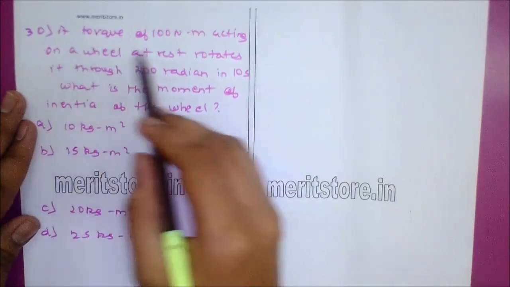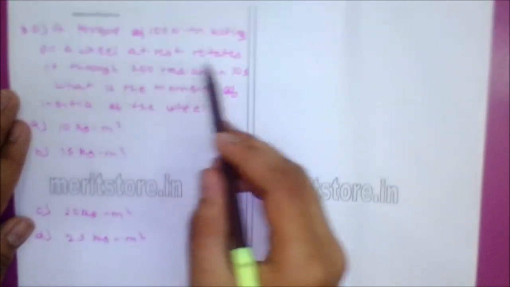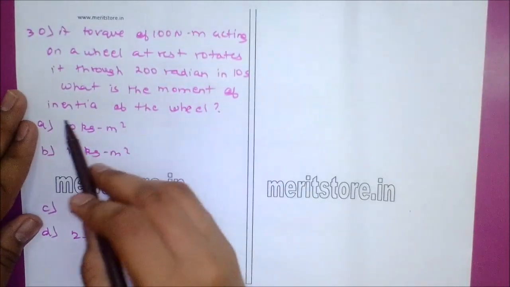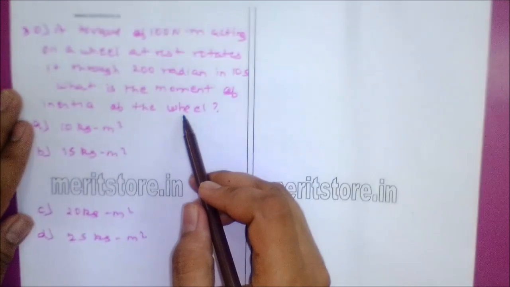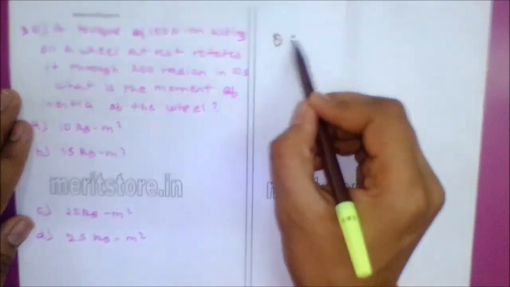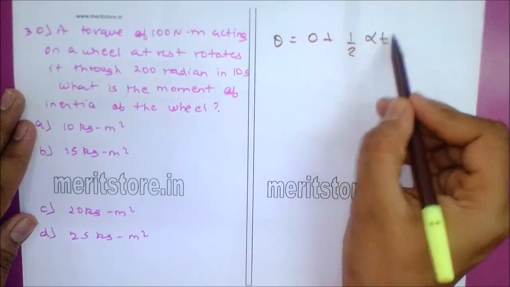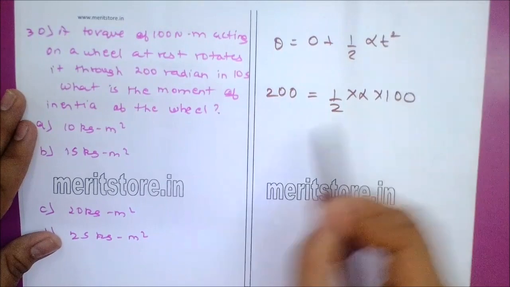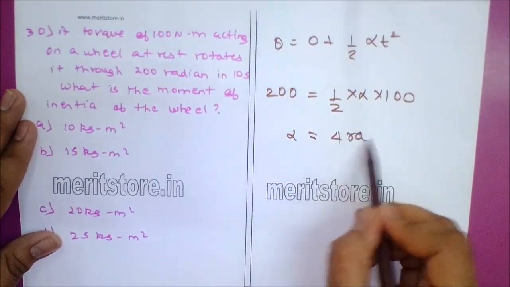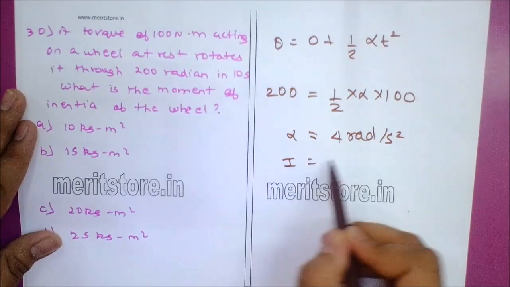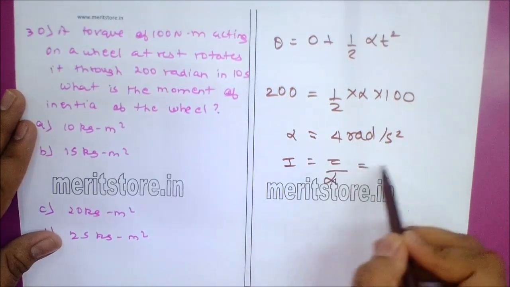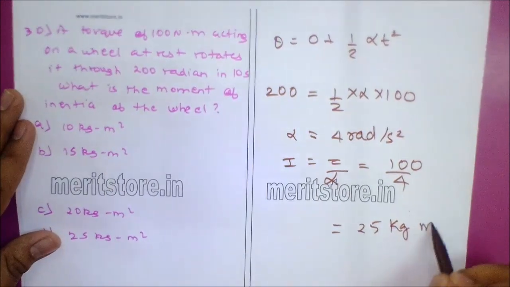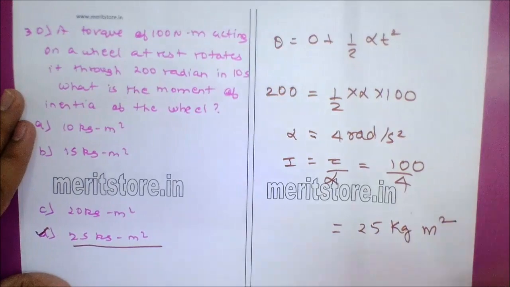Question 30. A torque of 100 Newton meter acting on a wheel at rest rotates it through 200 radians in 10 seconds. What is the moment of inertia of the wheel? Now to calculate moment of inertia of the wheel, we know theta is equal to 0 plus 1 by 2 alpha t square. 200 is equal to 1 by 2 into alpha into 100. Value for alpha is equal to 4 radians per second square. I is equal to torque tau upon alpha, which is equal to 100 upon 4, which is equal to 25 kg meter square. So option D, 25 kg meter square is the correct answer.